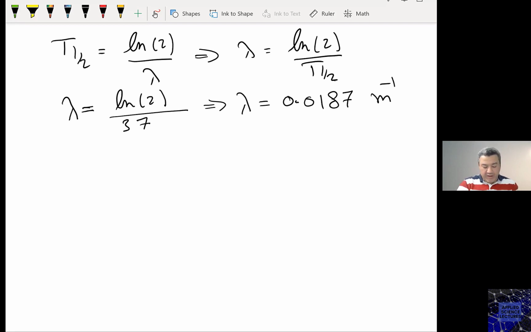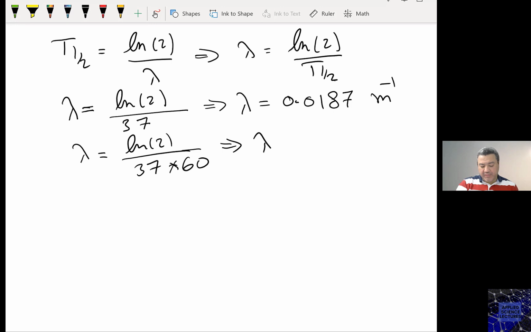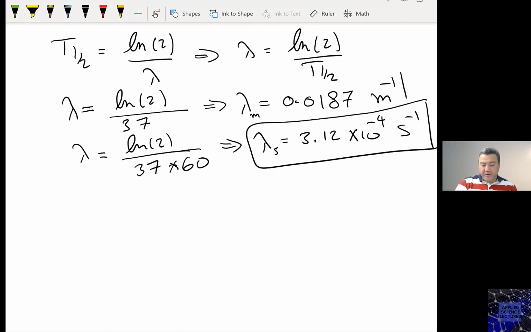I also need the lambda to be per second. So in this case, natural logarithm of 2 over 37 minutes times 60, and then lambda. If I call this one minute, this one second, then the lambda per second would be 3.12 times 10 to the power minus 4 per second. So I have this, and I also have this. As we'll see, we will use them.